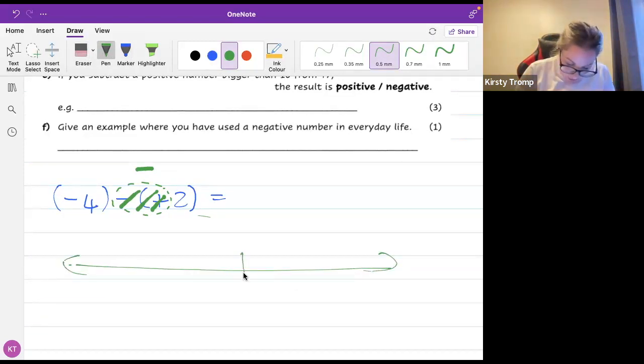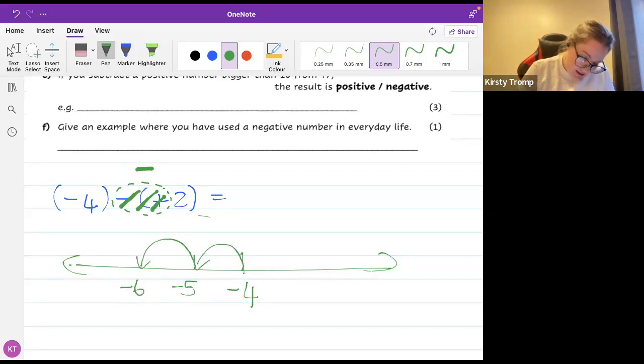Here's -4. Tell me, when I'm minusing, do I move to the right or do I move to the left? I move to the left. Good. So I need to minus 2. So 1, that gets me to -5. 2, hey? Yes, -6. So my answer will be -6.